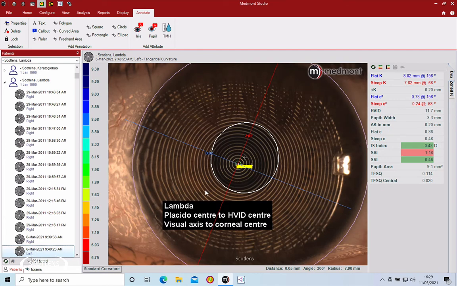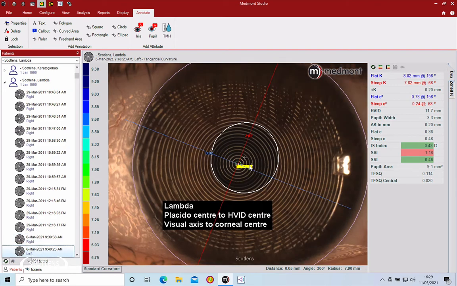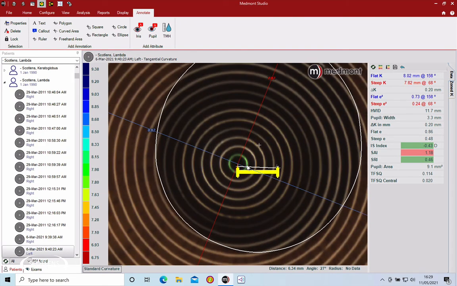And if we look at this example, we've got a bit more of a discrepancy. Again, we can see that the placido ring is finishing here, and on the right-hand side we've got a gap on the cornea. On the left-hand side, there's no gap. And then the iris, which is defined here with a cross for the iris, is this cross here. So this gap, this yellow line, is the measurement.